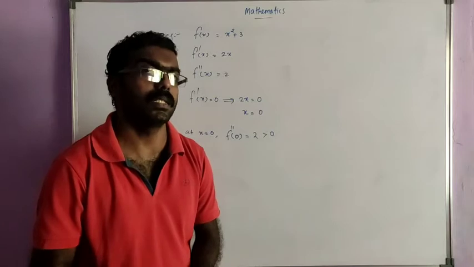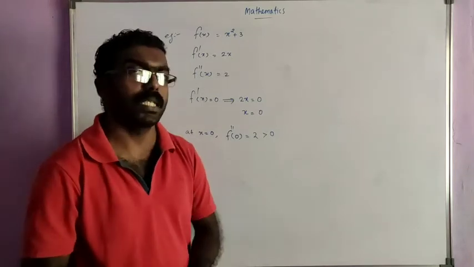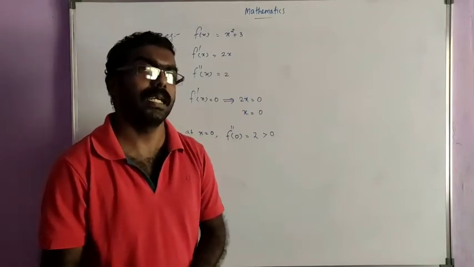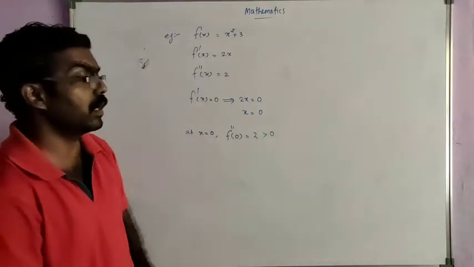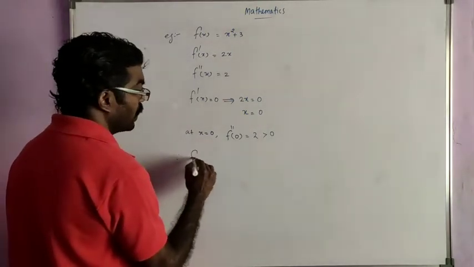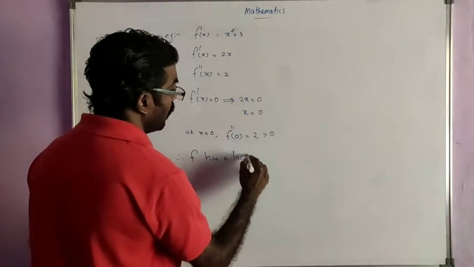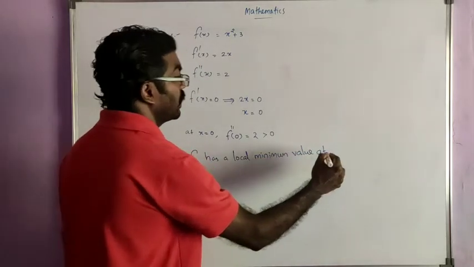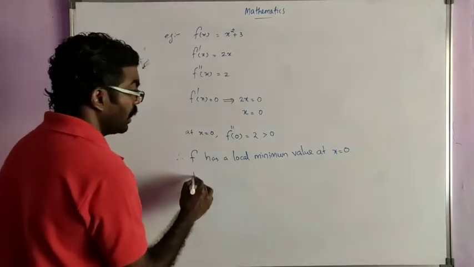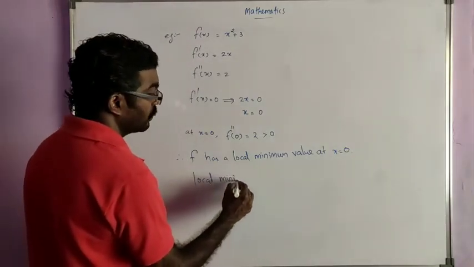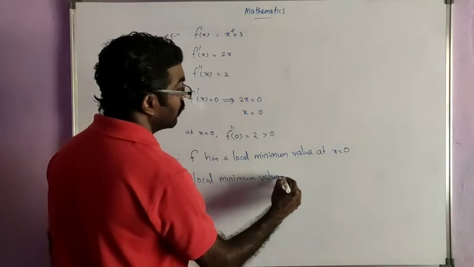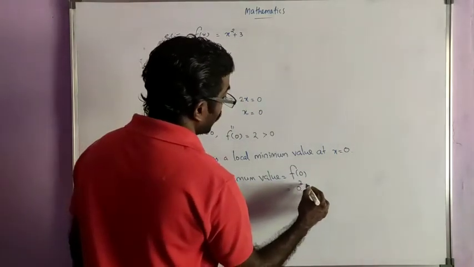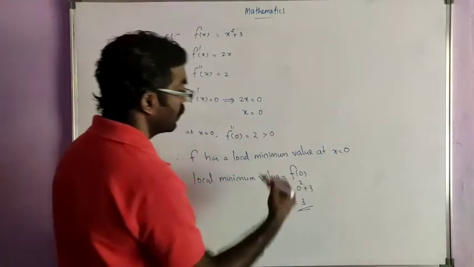So by second derivative test, what can we conclude? If f dash of c equal to 0 and f double dash of c is greater than 0, then f has a local minimum value. Okay. So therefore f has a local minimum value at x equal to 0, and that local minimum value is equal to f of 0, f of c. Okay, so here 0 square plus 3, which is equal to 3.